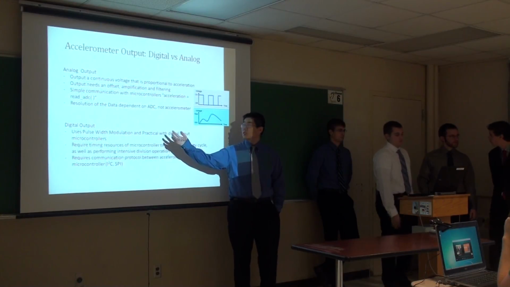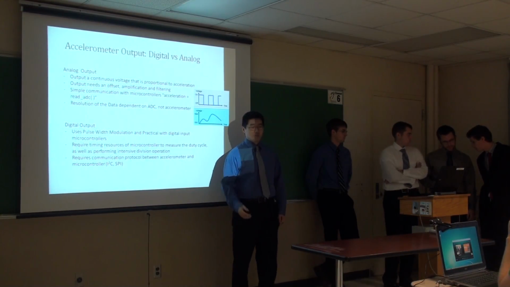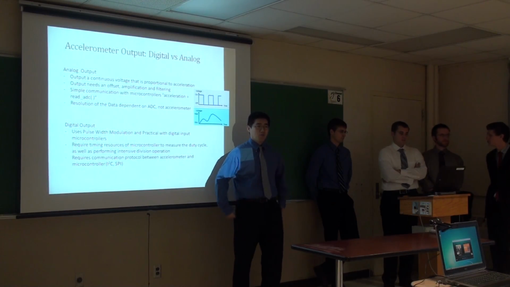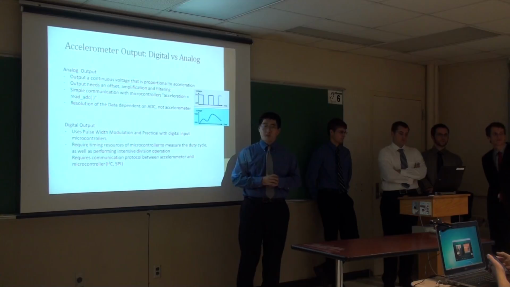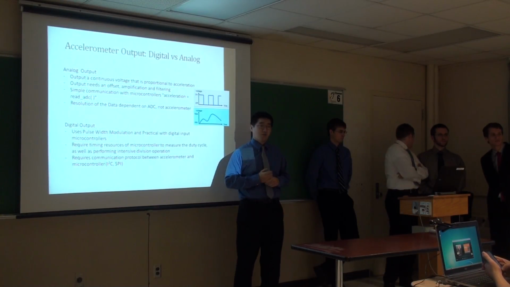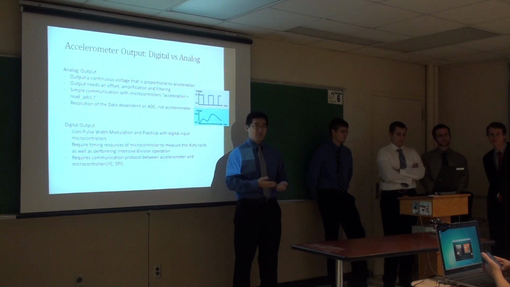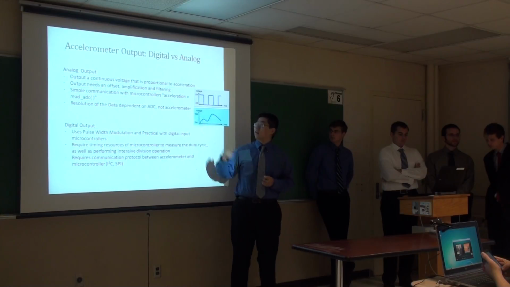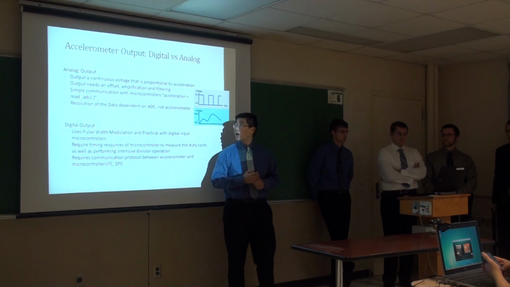So for analog outputs, it's pretty much just a continuous voltage that is proportional to the acceleration. So for example, if it's at 0G, it'll be outputting 1.4 volts. And if it's at 1G, it'll go somewhere like 1.5, 1.6, depending on how the accelerometer is scaled. And because it's an analog output, there's going to be offsets and filtration and amplification needed to interface with the microcontroller. One of the best things about analog accelerometers is their easy interface with the microcontrollers.